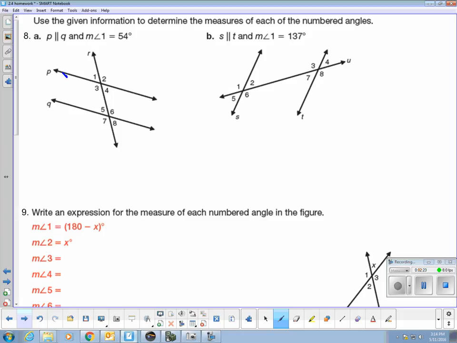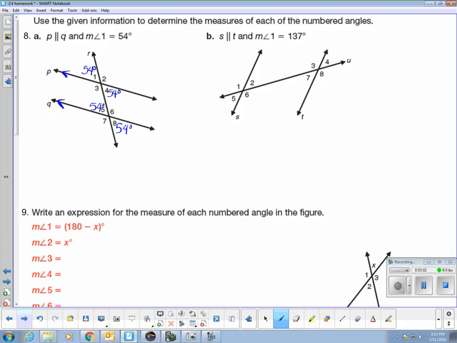Because line P is parallel to line Q, if the measure of angle 1 is 54 degrees, then the measure of angle 4 is also 54 degrees. The measure of angle 5 is 54 degrees. The measure of angle 8 is 54 degrees. Angle 1 and angle 5 are corresponding angles. Angle 4 and angle 8 are also corresponding angles, and corresponding angles are congruent when lines are parallel.